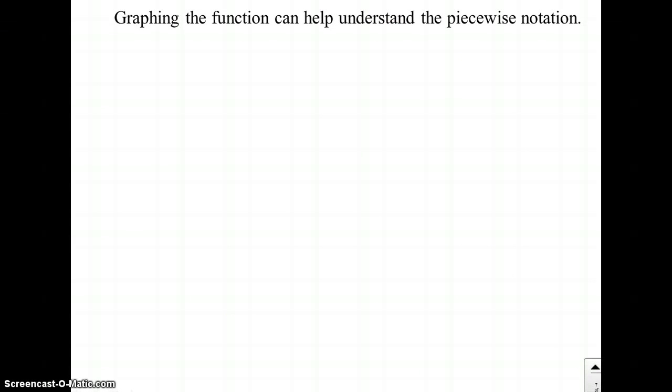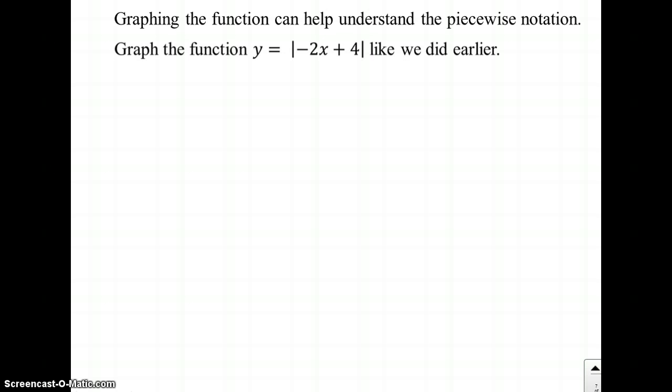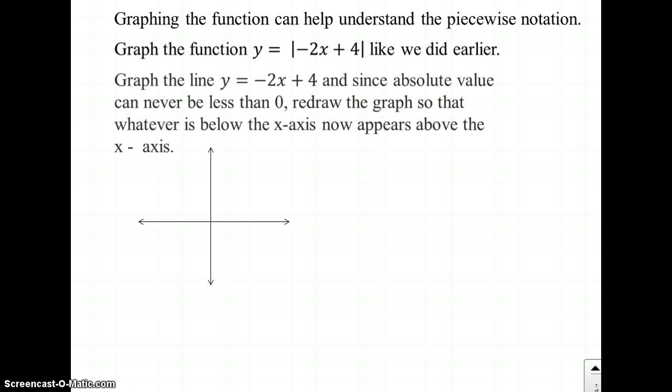Let's look at the graph of that and see what it says. So graphing the function can help you understand the piecewise notation. So if we graph the function y equals -2x plus 4 like we did earlier, step 1 was to graph the line -2x plus 4. And since the absolute value can never be less than 0, we're going to redraw the graph so what's below the x-axis now appears above the x-axis.